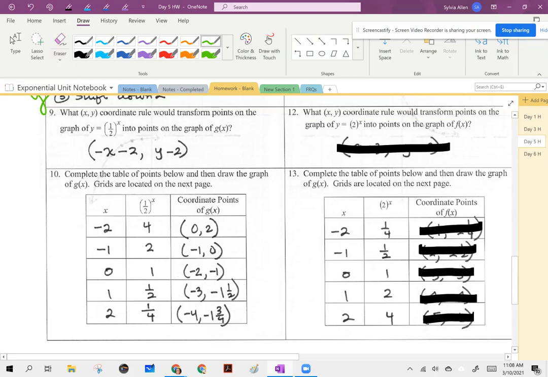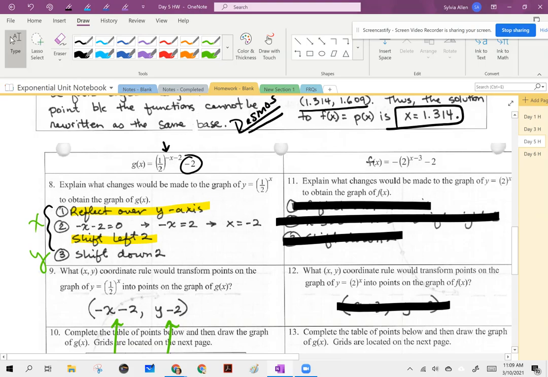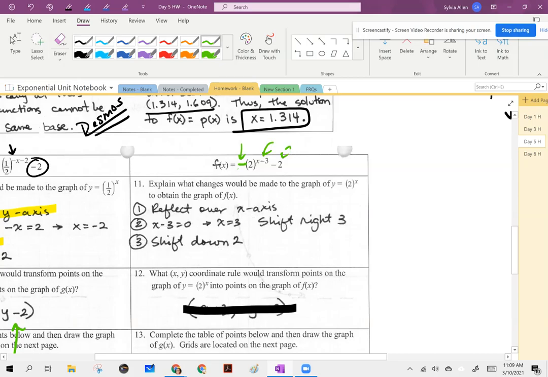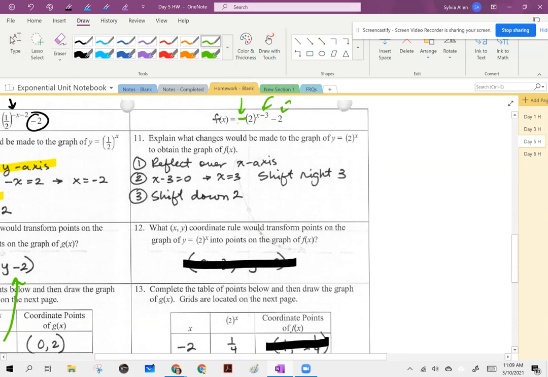Okay. These are the points that you would have, again, plugging everything into the new rules and getting these ordered pairs. 11, what changes would be made to the graph to obtain the parent function? Same thing. Identify all of those changes. We've got one reflection. It's an x-axis reflection. We're going to go 3 units to the right and down 2. All right, so now come up with the transformational rule.